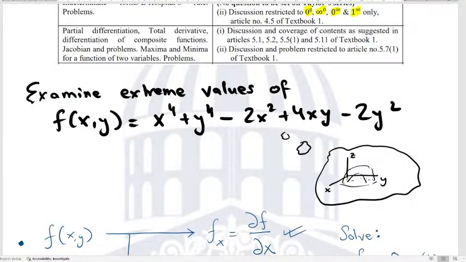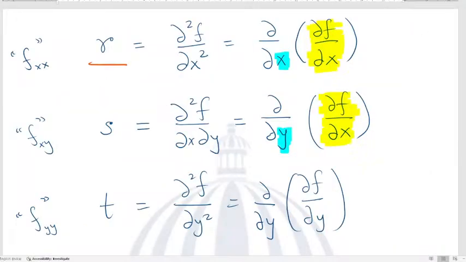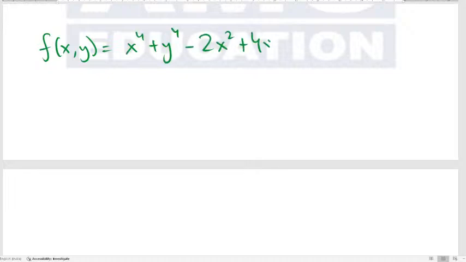We are examining the extreme values of f(x,y) is equal to x to the power 4 plus y to the power 4 minus 2x square plus 4xy minus 2y square. So let's try to solve this problem. Okay, so let's write that down. f(x,y) is equal to x to the power 4 plus y to the power 4 minus 2x square plus 4xy minus 2y square. A very nice symmetric function is at hand right now.